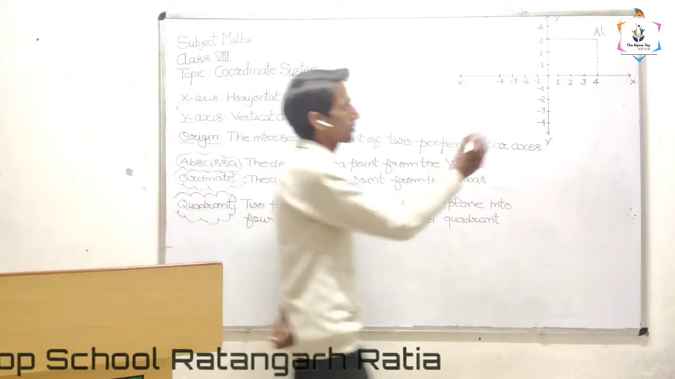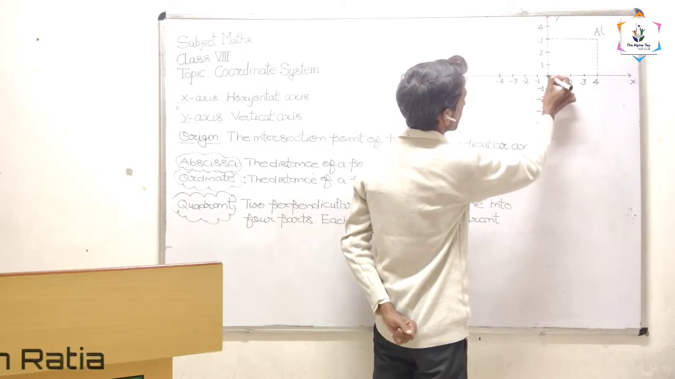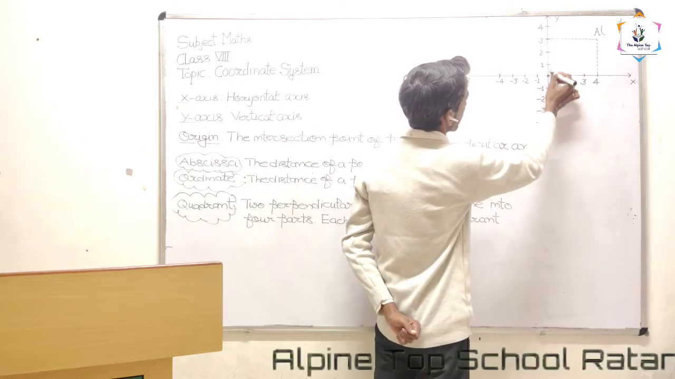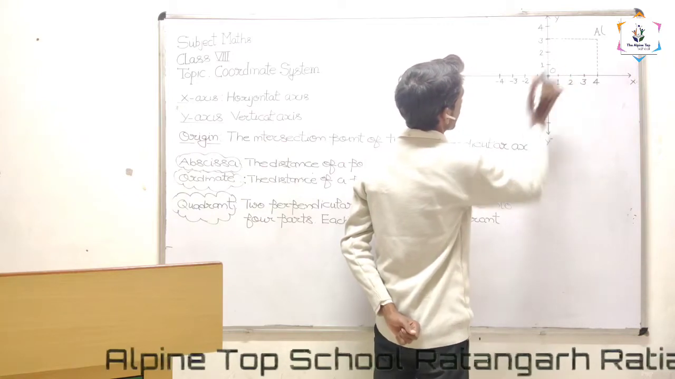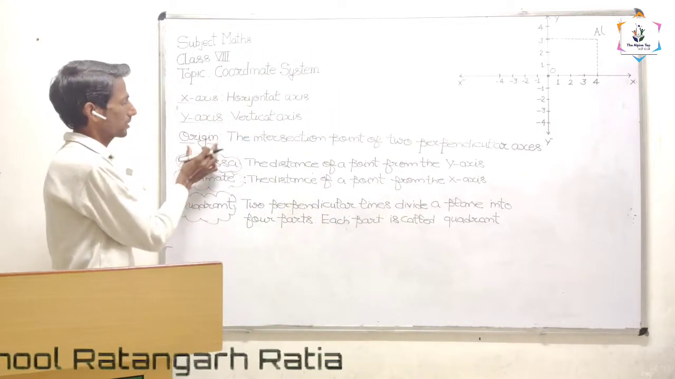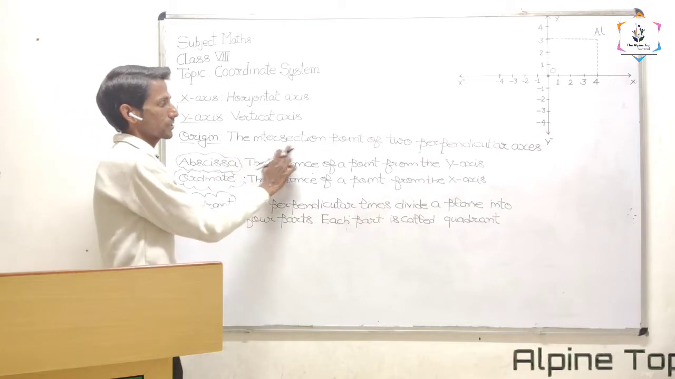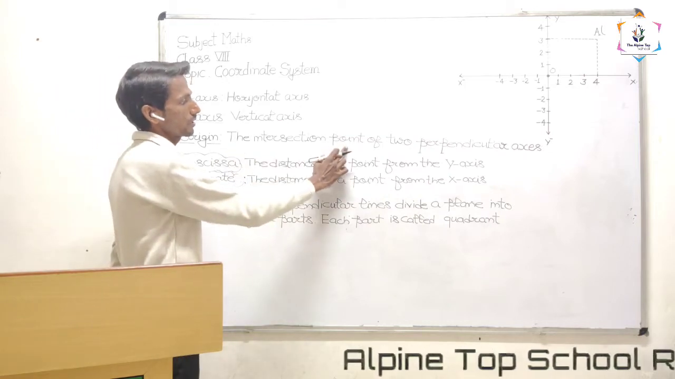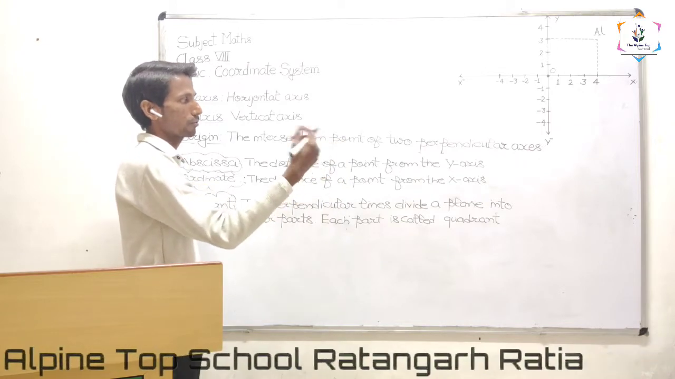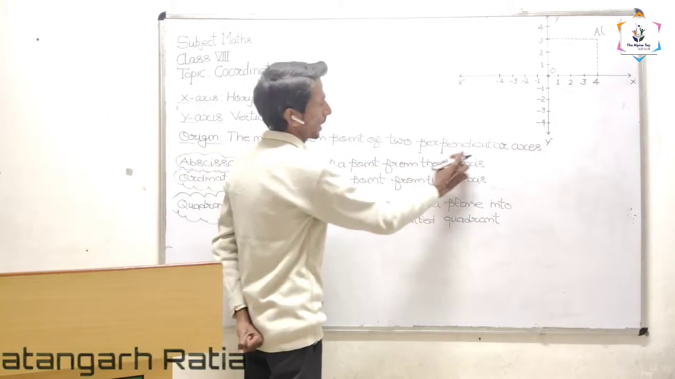Students, you are observing here, I have already drawn a graphical system for you. This point indicates the origin. This is denoted by capital O. Now, according to the coordinate system, what is the meaning of origin? I have already noted here. The intersection point means a point where two lines intersect or meet each other. The intersection point of two perpendicular lines.